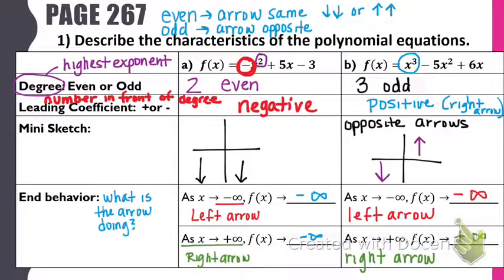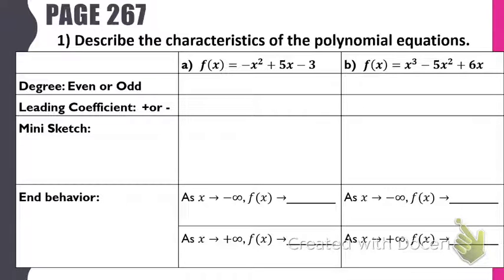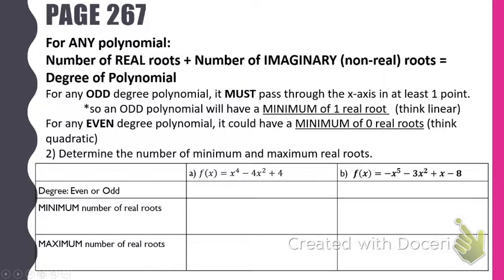Okay, so let's go ahead and talk about number of real roots. So it says that for any polynomial, the number of real roots plus the number of imaginary roots equals the degree. Okay? For an odd degree, it must pass through the x-axis at at least one point. So an odd degree will have a minimum of one real root. So that's a lot of words. So let me go ahead and switch over to my highlight.